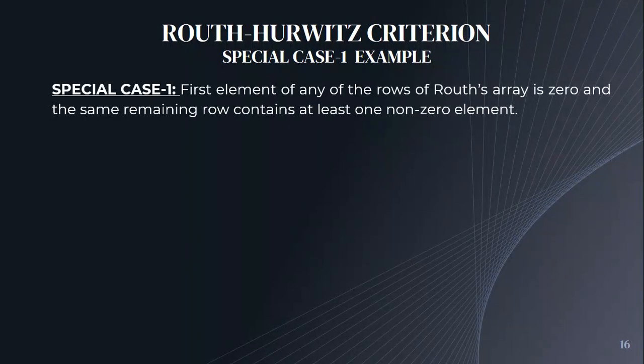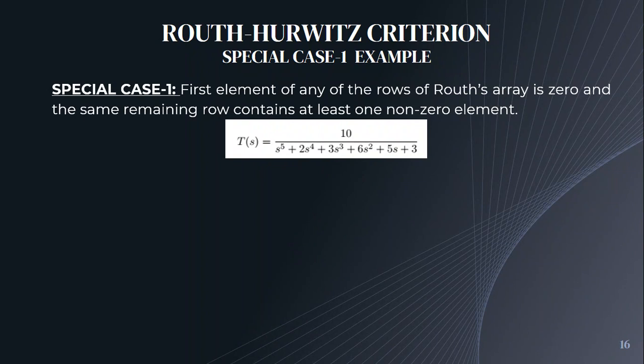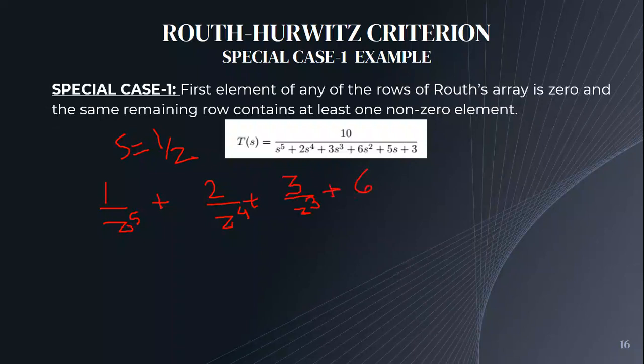Similarly, if I try to obtain the second solution, that is by substituting s equals 1 by z, I'll have an equation like this: 1 over z raised to power 5, plus 2 over z raised to power 4. So what I have done is substitute s equals 1 by z, plus 3 over z cube, plus 6 over z square, plus 5 over z, plus 3, equals 0.